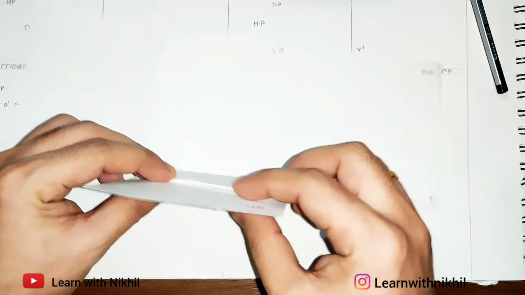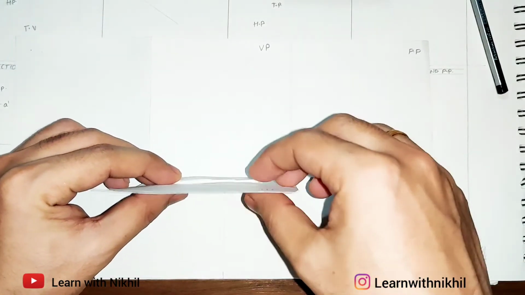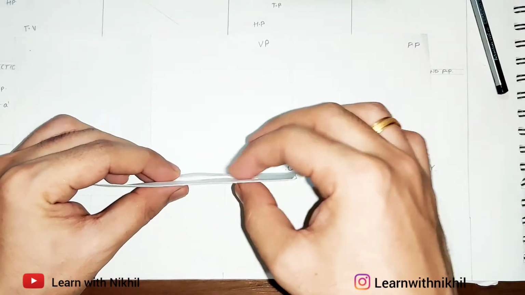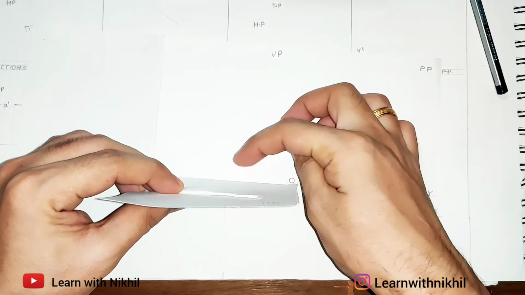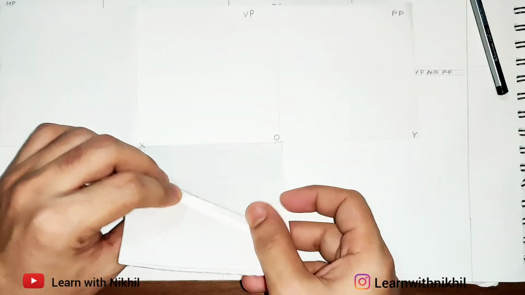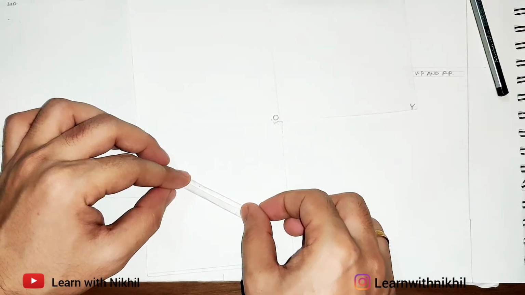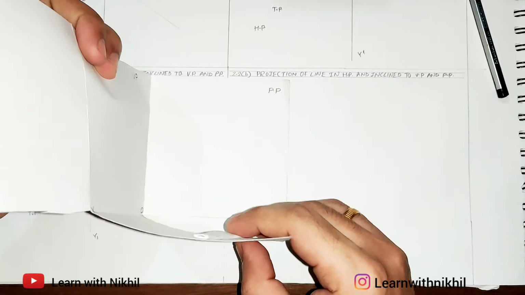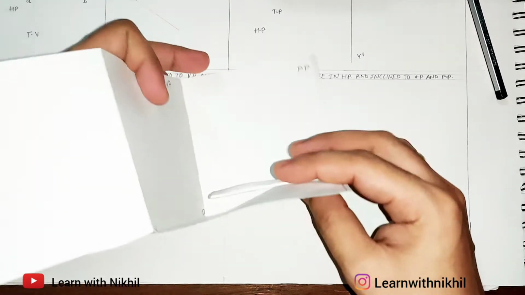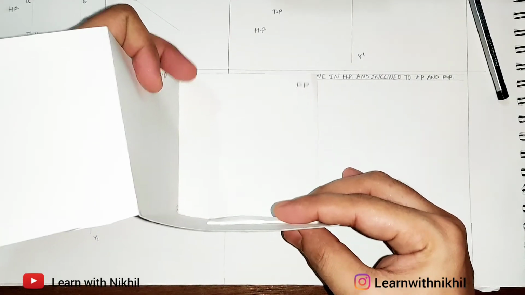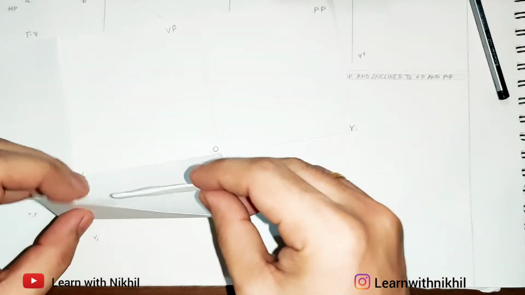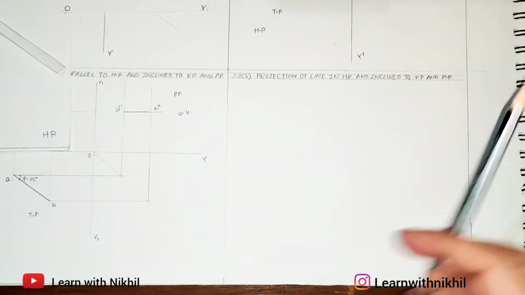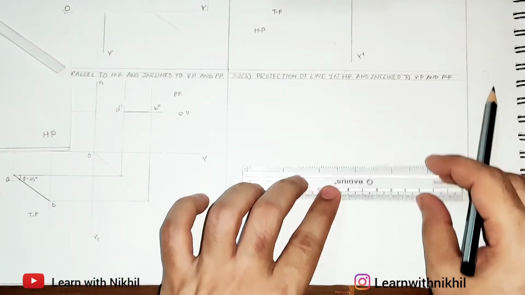So front view will be like this. It will be on the axis. Again the width of this line will be less than the actual width and it will be on the axis. From the top view, the line will be like this, and in the side view also it will be on the axis and its width will be less than the actual width. So drawing this, again we'll draw the axis.